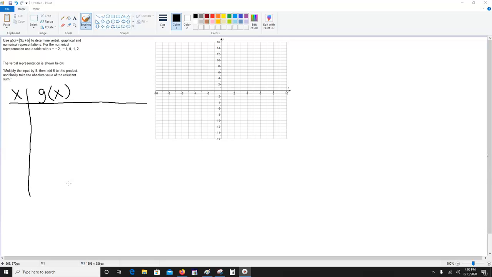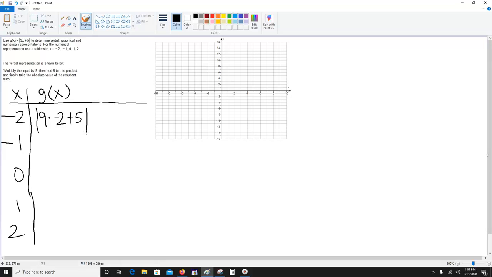Now for the numerical representation, it says use a table. So let's put down our values. And we're just plugging in each value for x into our absolute value function. So first up, we have absolute value of 9 times negative 2 plus 5.